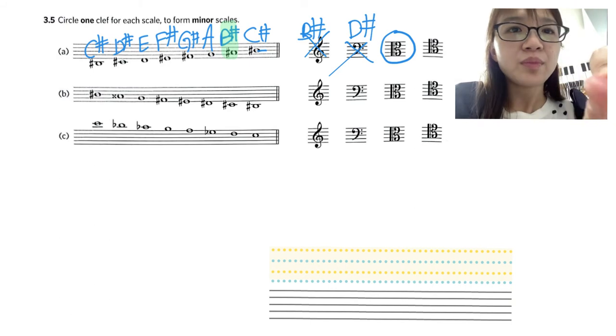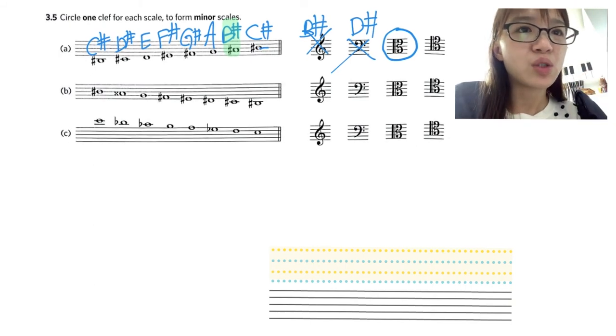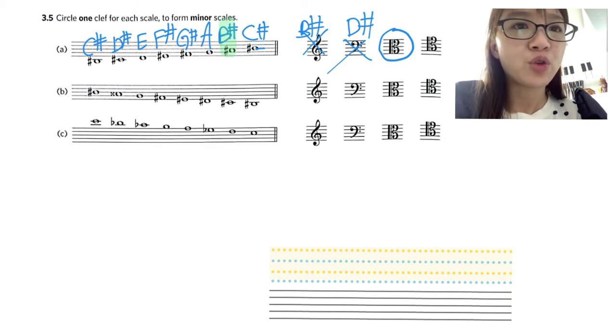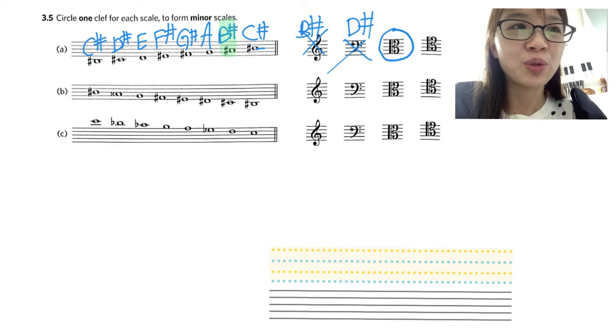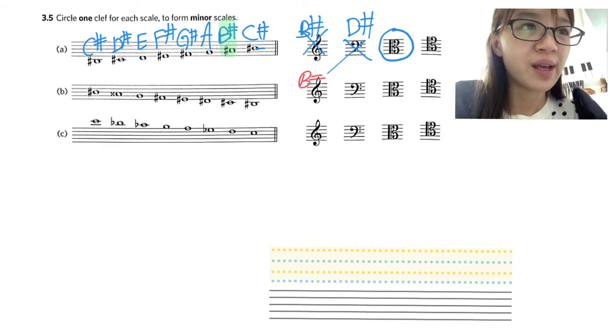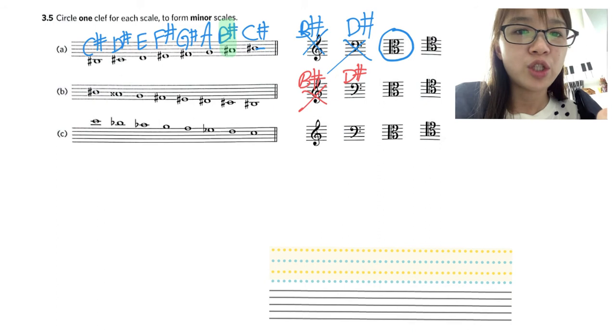Next one. Try to think, what is this note in treble clef? It's the B sharp. Again, we don't have B sharp here, so the first one is not correct. What is this note in the bass clef? It's a D sharp again. So we have a D sharp. We just check it out.